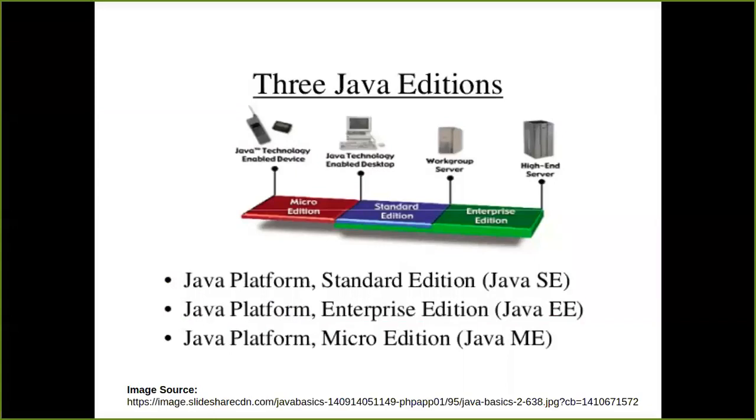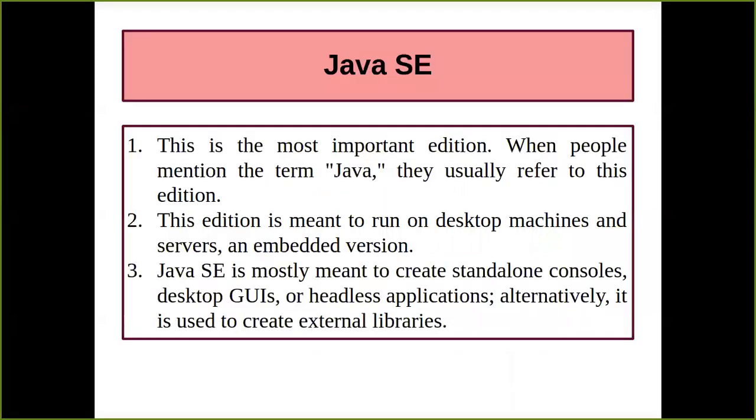So we had three Java editions. First is your standard edition, then we have a micro edition, and we have an enterprise edition. We have seen all of them one by one. First was your Java standard edition. Whenever we say Java or the Java programming language, we are referring to the standard edition, because it helps us develop and run desktop machine applications.